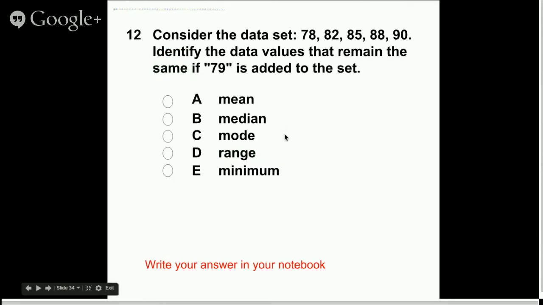All right, last question. Consider the data set, identify the statistics that remain the same if you add a 79. So if I add a 79 to this, which of these values stay the same? Go ahead and pause it. Correct answer is the mode, the range, and the minimum all stay the same. So if I add a 79, the minimum is still 78. The mode is still none. There are no modes. And the range is still 78 to 90. There's no number smaller, no number bigger than those.